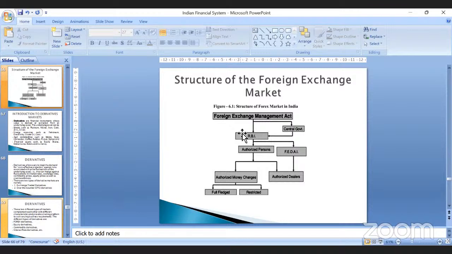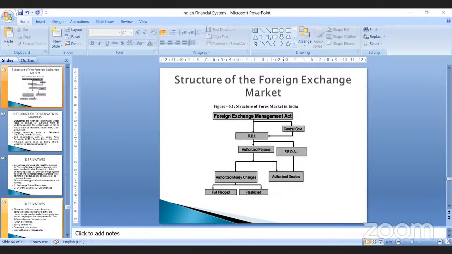Every activity in the foreign exchange market is completely regulated by the Reserve Bank of India. What the Reserve Bank of India does is give something called an authorized dealership. You call them an AD. It is usually a commercial bank which is authorized by the Reserve Bank of India to buy and sell foreign exchange. So if you want to be an authorized dealer, you have to get that authorized dealership from the Reserve Bank of India in order to deal with foreign exchange currency.